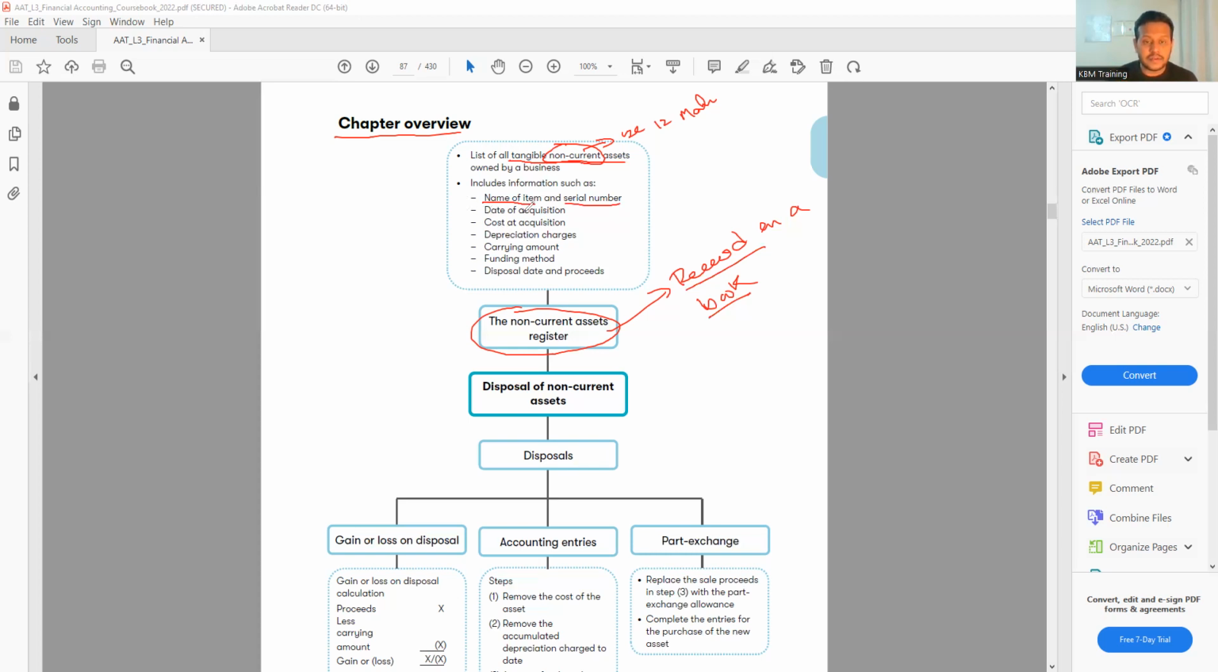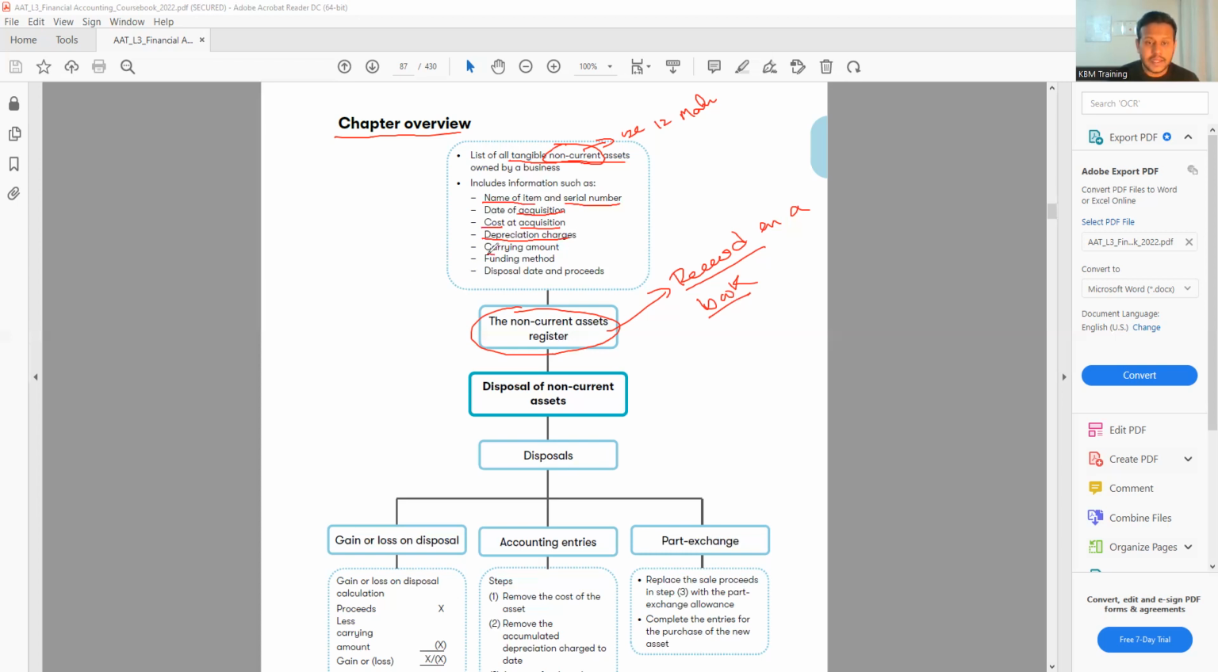The date of acquisition. Acquisition means purchase. The date we purchased that non-current asset. Cost of acquisition, how much we paid for that. Depreciation charge, how much is the yearly depreciation? So we need to know the depreciation method. We need to use that depreciation method to find out how much is the depreciation and how much is the carrying value and how much is the accumulated depreciation.